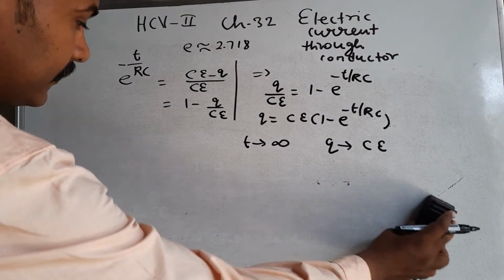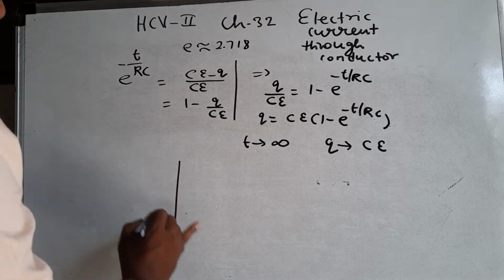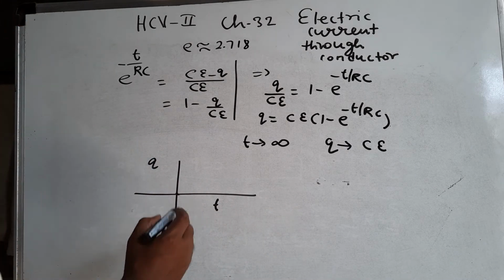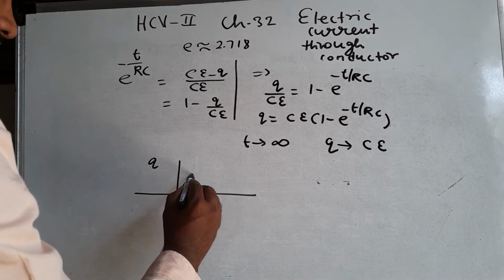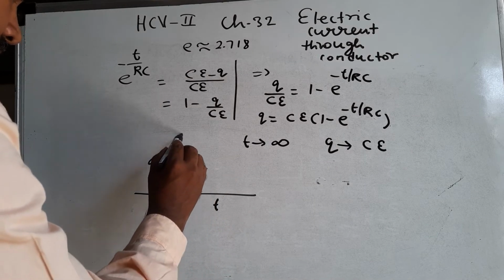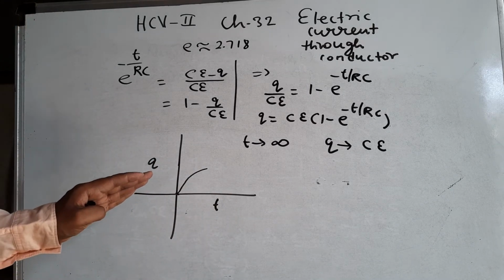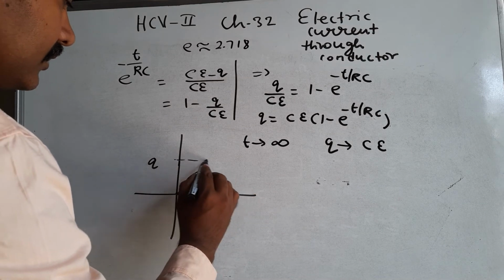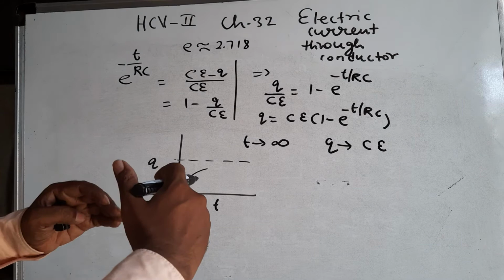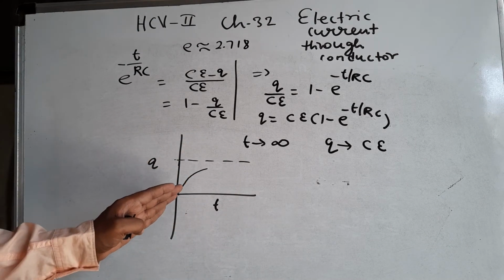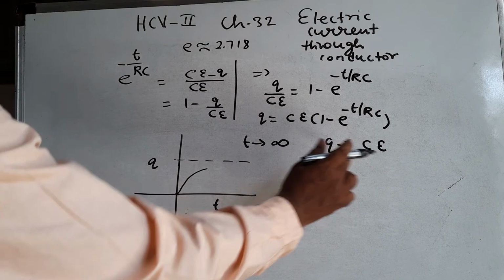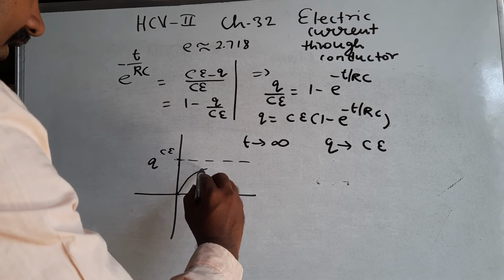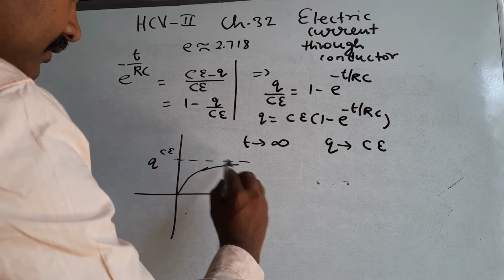So if I plot this graph of q versus t, at t is equal to 0, q is 0, but as time increases, the charge increases, and the rate at which it increases will decrease, and there's a limit beyond which the value of q cannot increase, or you can say the value of q gets closer and closer to Ce. So this value of charge C into E is what q keeps increasing towards.